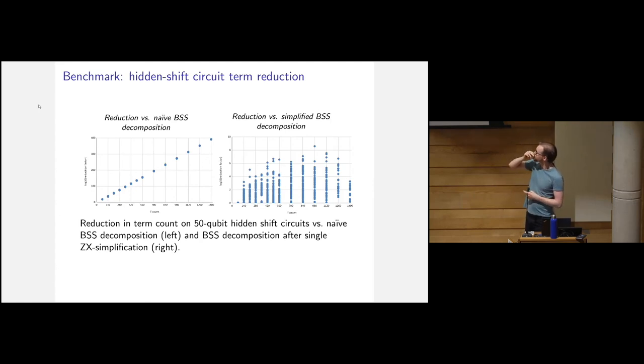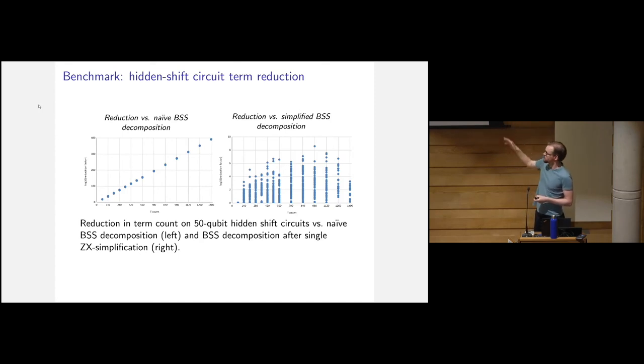So on the left, this is a reduction in number of terms required versus no optimization versus our method. And I want to stress that the y-axis is logarithmic. So this goes in hundreds of orders of magnitude improvement in number of terms you need. And we go up to T-count 1400. So we can simulate really, really big circuits. These are 50 qubit circuits with 1400 T gates.